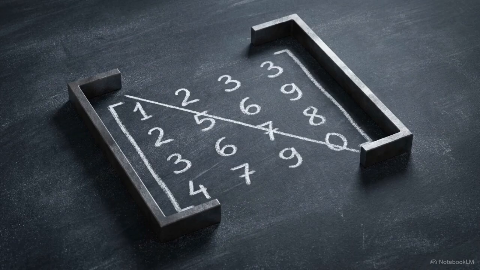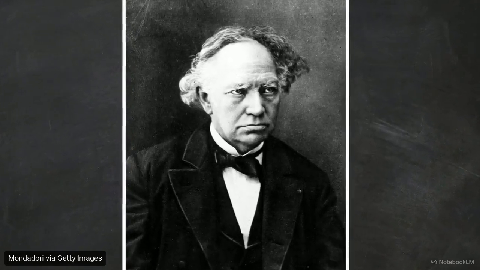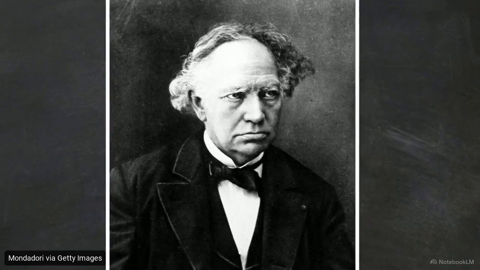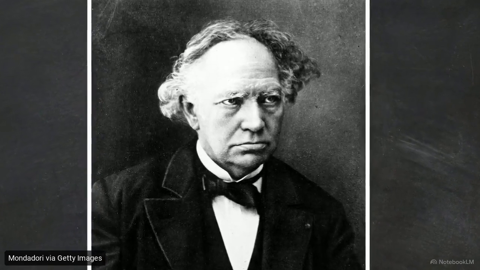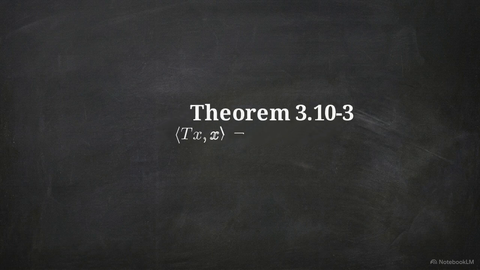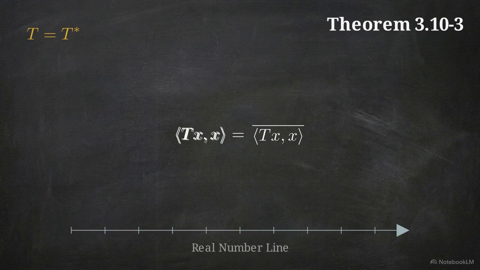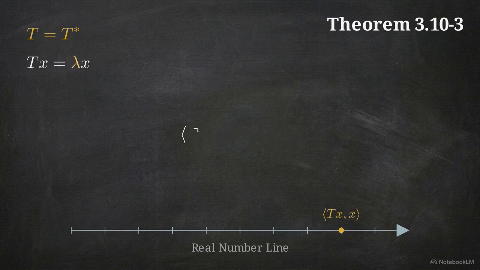In functional analysis, we call this a self-adjoint operator. In finite dimensions, these are symmetric matrices if the space is real, or Hermitian matrices if the space is complex, named after Charles Hermite. Theorem 3.10-3 explains why this symmetry is so restrictive. In a complex space, the inner product of Tx and x must equal the complex conjugate of x and Tx. If the operator is self-adjoint, these two values are identical. Any number equal to its own complex conjugate has an imaginary part of 0. It is forced onto the real number line.